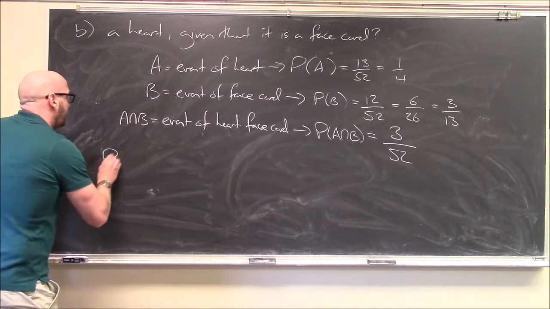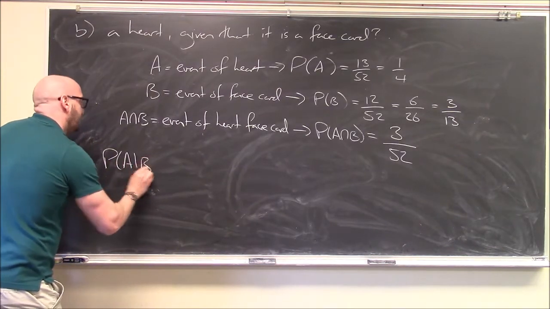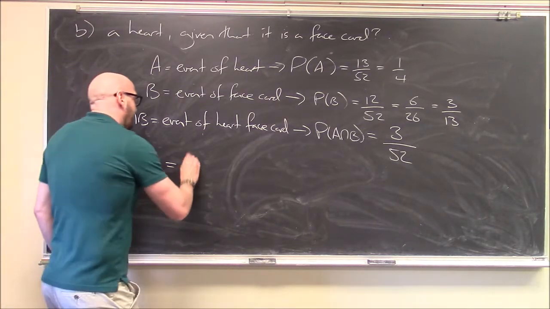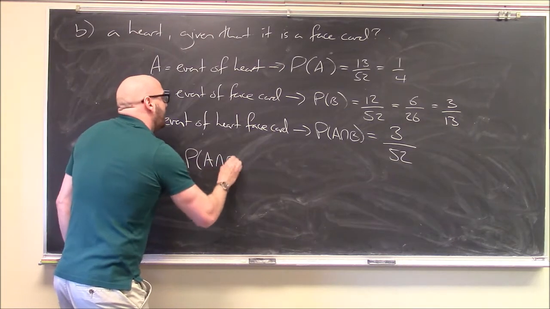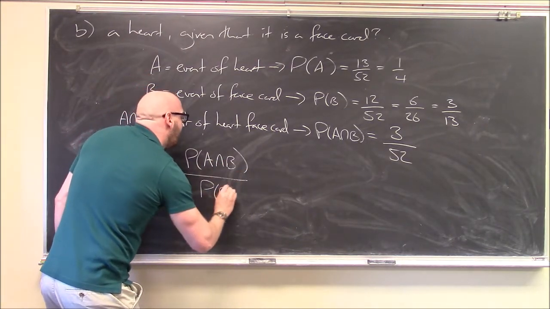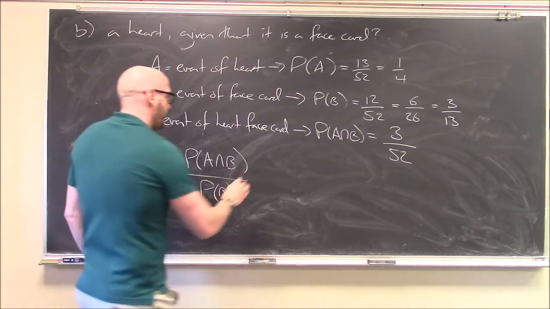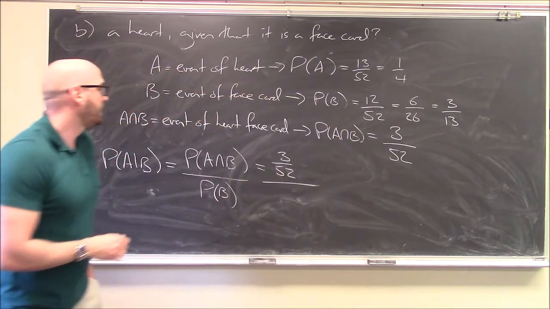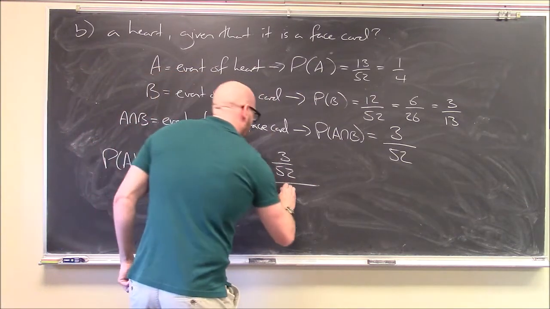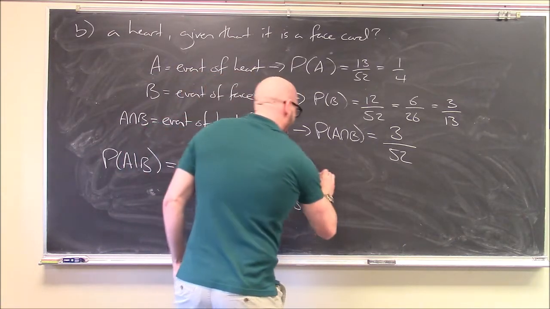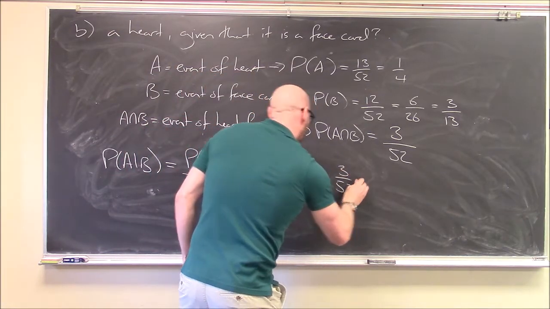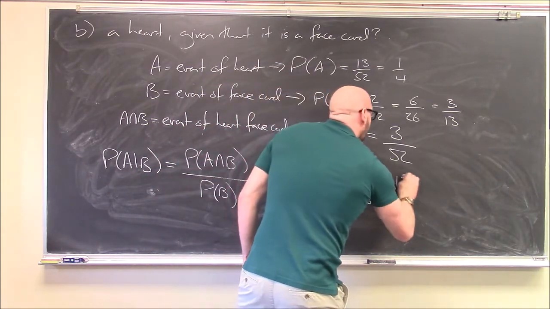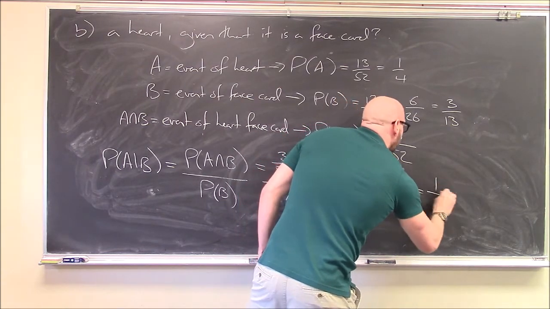And what are we looking for? We want to know the probability of A given B. And the conditional probability of A given event B, we'll use our formula. This is the probability of event A and B over the probability of B. So this is 3 over 52 over the probability of event B, 3 over 13. So that's 3 over 52 times 13 over 3. The 3's cancel. 13 over 52, that is just 1/4.